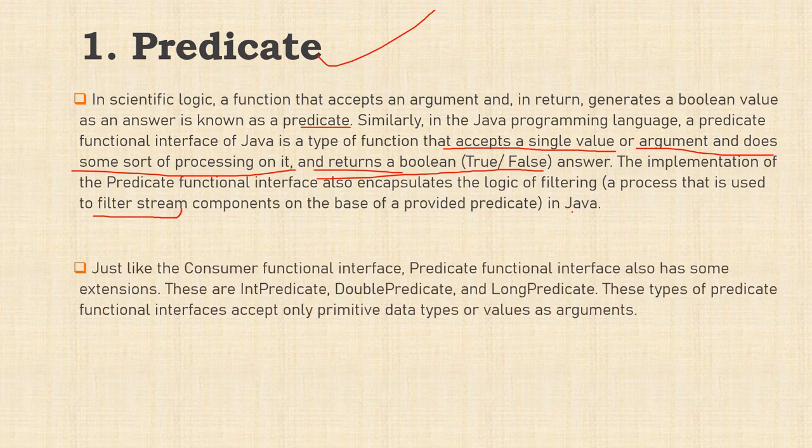Just like the consumer functional interface, the predicate functional interface also has some extensions. These are IntPredicate, DoublePredicate, and LongPredicate. So if you want to work with int, then you can use IntPredicate, DoublePredicate, and LongPredicate. This type of predicate functional interface accepts only primitive data types or values as argument. So you can use these also.